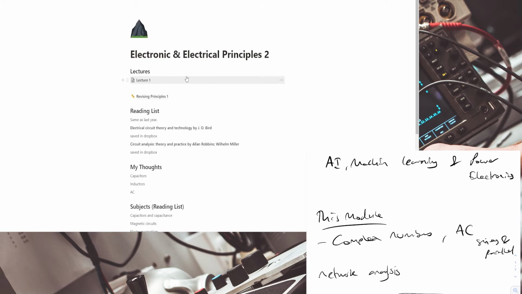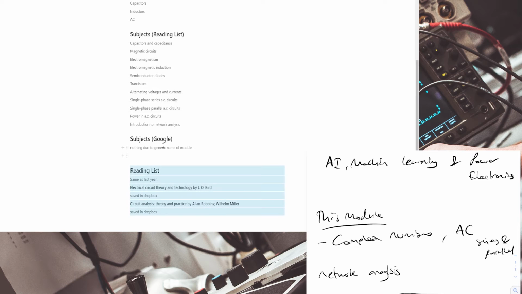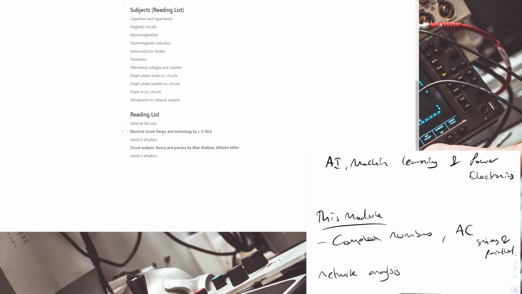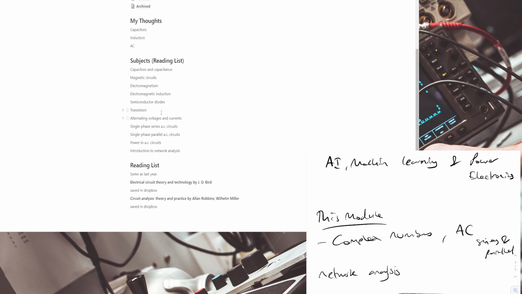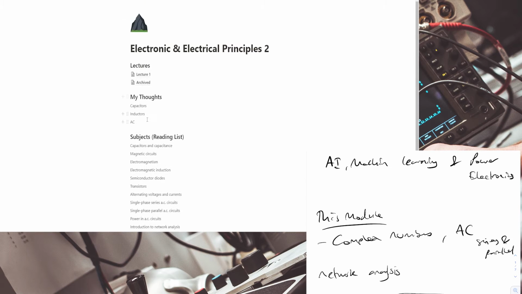Okay, so this is my Notion. Alright, let's go to lectures. Revising principles ones, that can get archived now. Let's do archived, move that into there. Okay, let's read my reading list down to the bottom. Subjects, Google. Get rid of this. Okay, those two books I actually want to go through myself. Okay, my thoughts: capacitors, inductors, AC. So we can get rid of my thoughts now because I kind of know exactly what we need to learn.